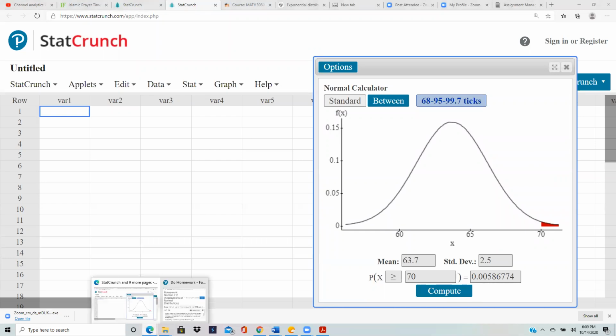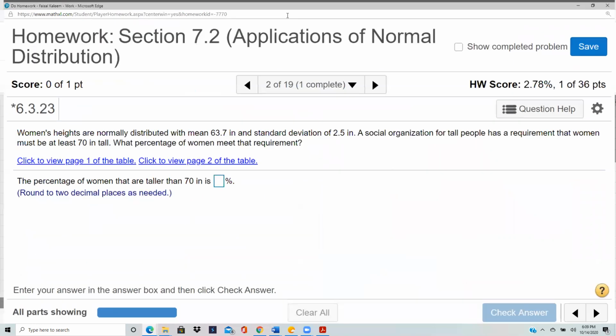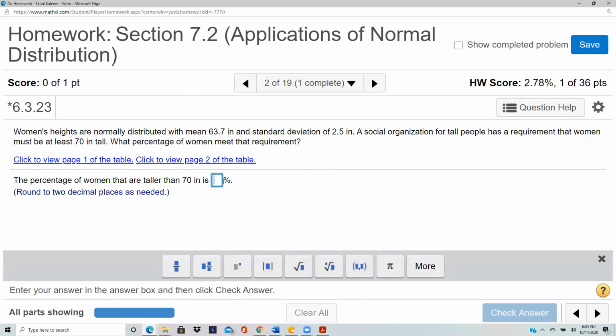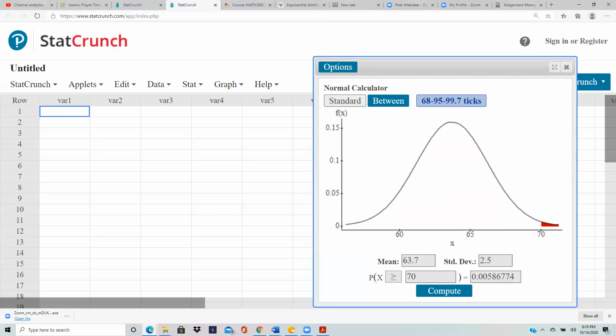0.0059. So 0.0059, which means 0.59%. And the decimal moves 2 places forward, so it's 0.59%.